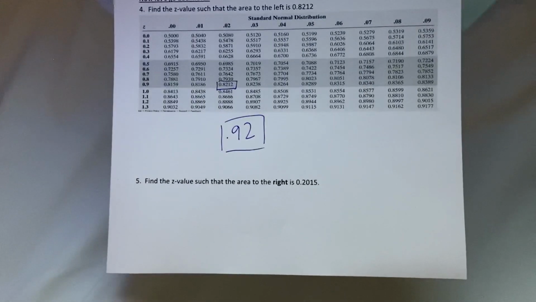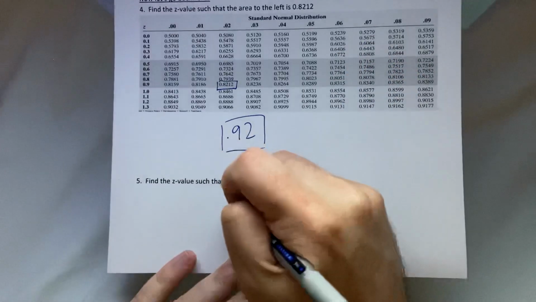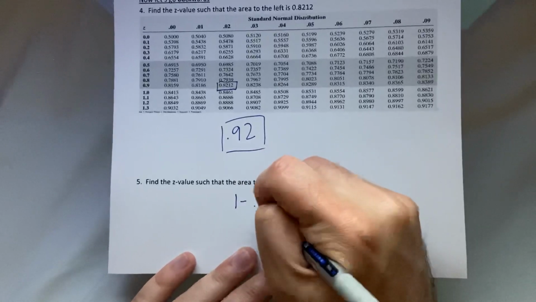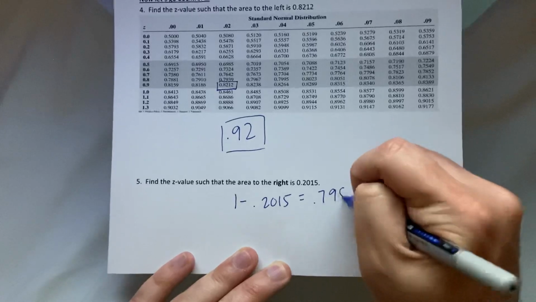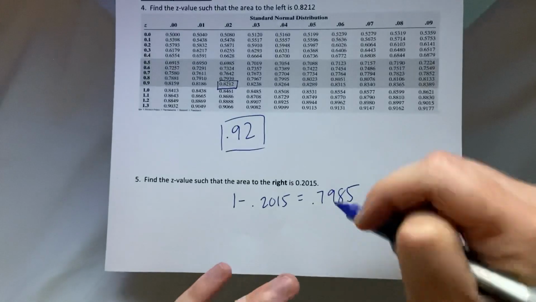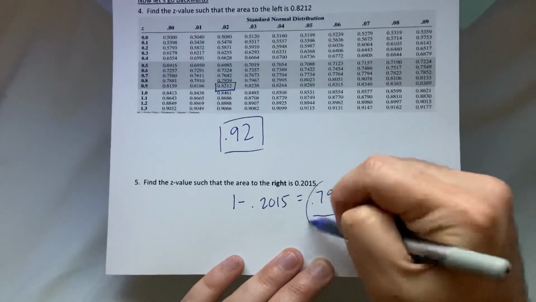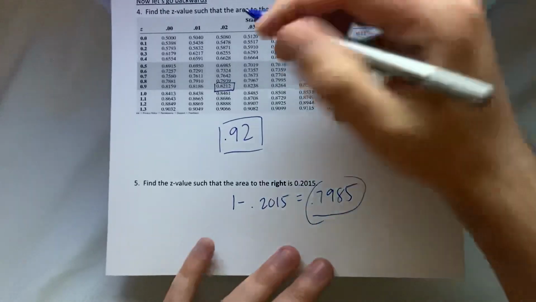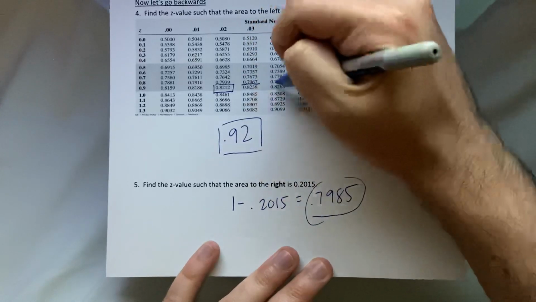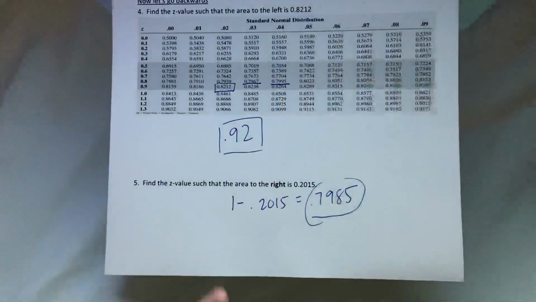Now what happens if it asks you to find the area to the right? We know that the z-table only tells us the area to the left. So I need to take 1 minus that 0.2015 to get the area to the left, which is 0.7985. So I'm looking for 0.7985 in here. Now when I look for 0.7985, I notice there's a 0.7967 and a 0.7995.